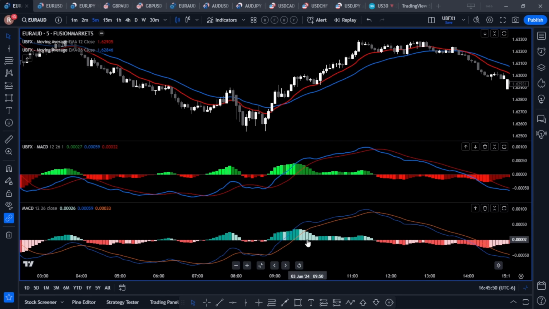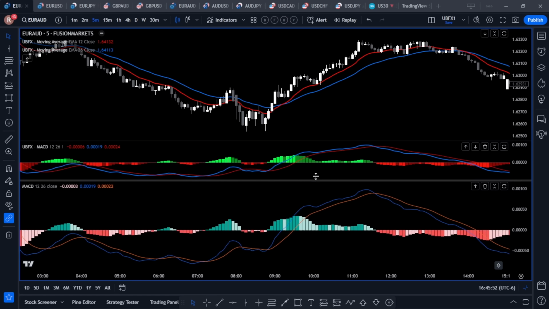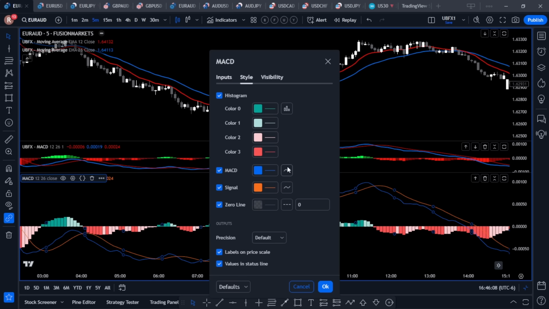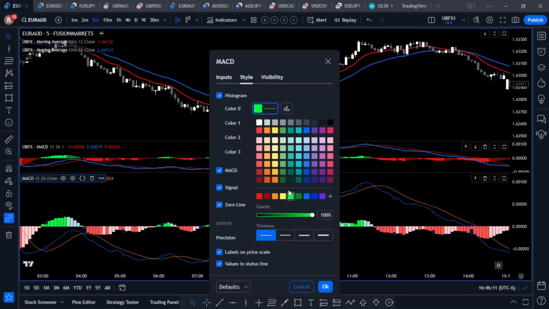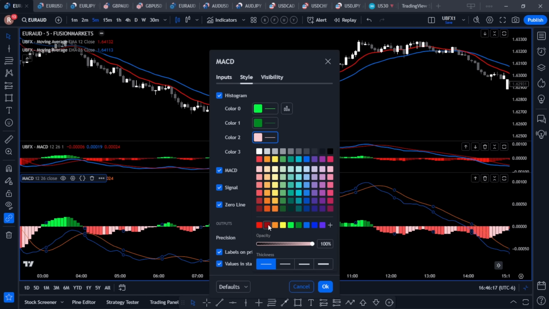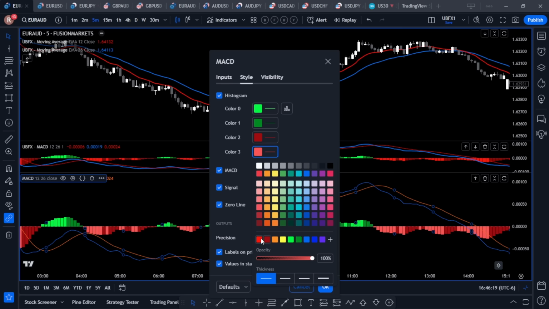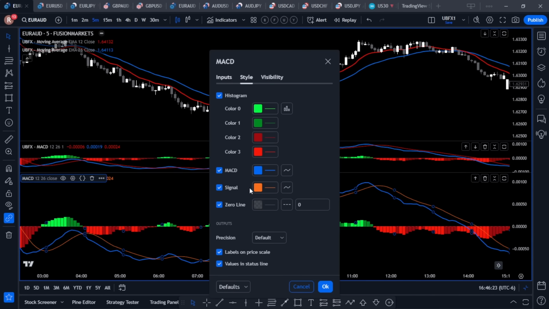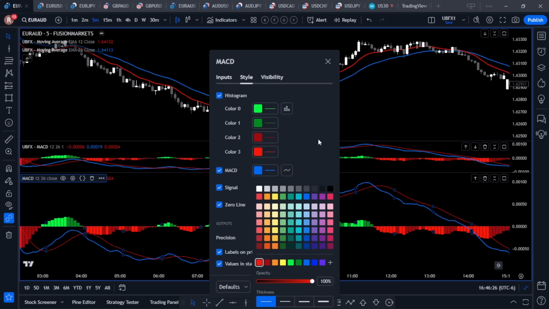Now, I'm going to make this MACD look like my own MACD. So I'll double click on it to select it. The settings will be 12, 26. The signal will be 9. Oscillator type is the EMA. The signal type is going to be an SMA. Now, if we go to the colors, the top is going to be a light green. Color 1 is going to be a darker green. Color 2 is going to be my darker red. Color 3 is going to be my lighter red. The MACD line, I'm going to make that a little bit thicker. I'll keep it the blue. The signal line, I like to make that one red. And we are good to go.